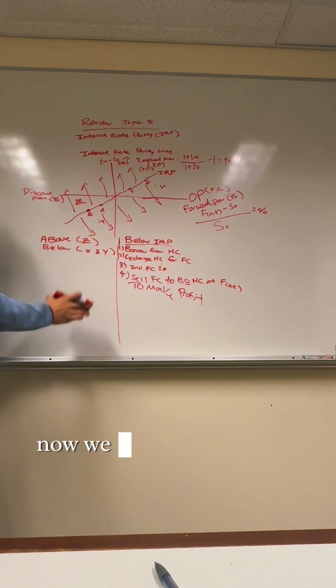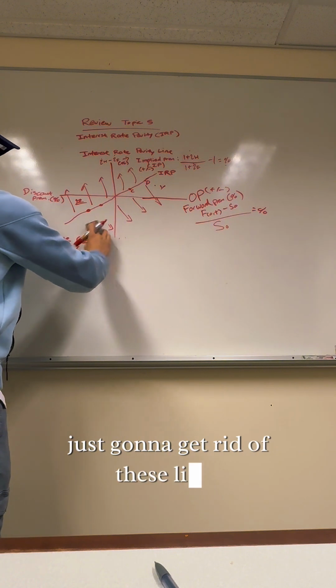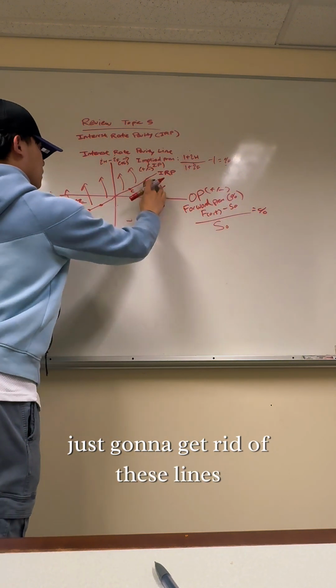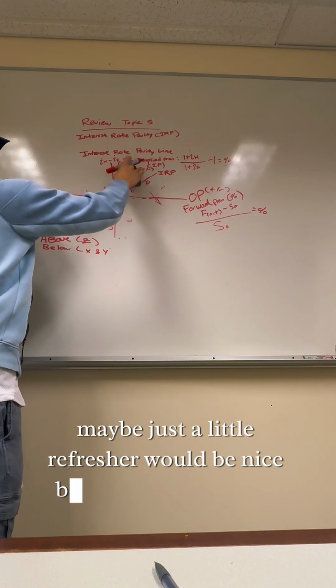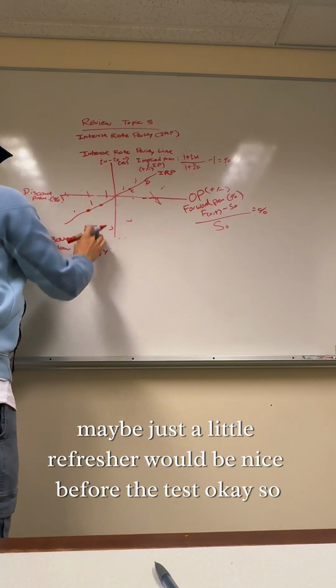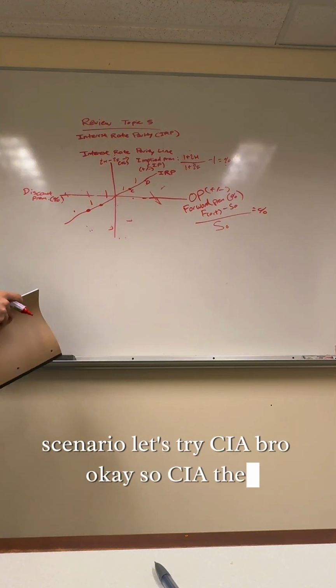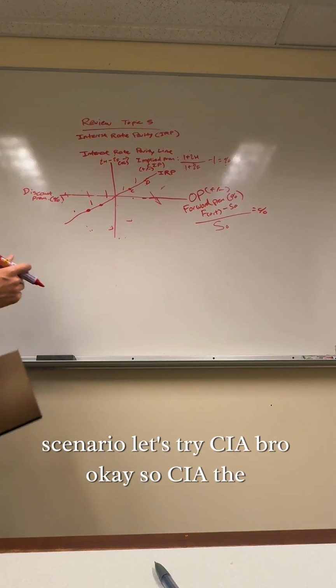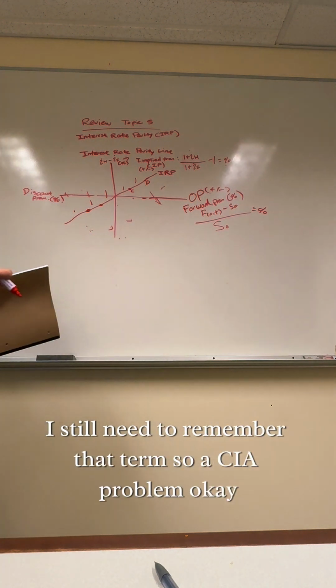All right, now we got this out of the way. Let's do an example. I'm just gonna get rid of these lines. It's honestly pretty straightforward, guys. Maybe just a little refresher would be nice before the test. So let's try a CIA problem, the covered interest arbitrage. I still need to remember that term.